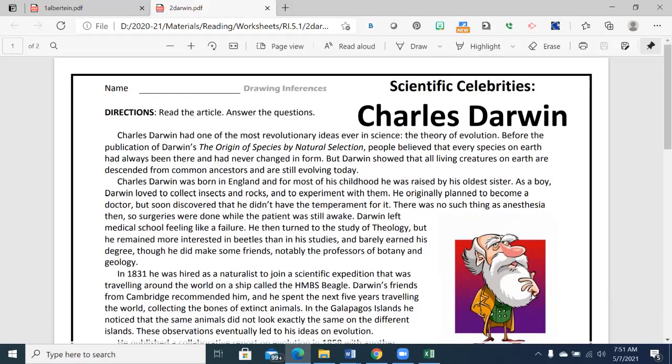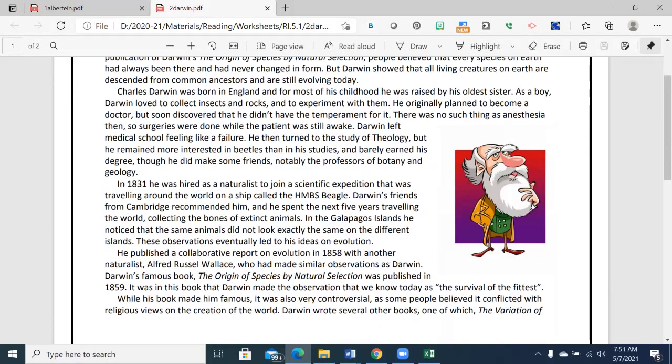Charles Darwin was born in England, and for most of his childhood, he was raised by his oldest sister. As a boy, Darwin loved to collect insects and rocks and to experiment with them. He originally planned to become a doctor, but soon discovered that he didn't have the temperament for it. There was no such thing as anesthesia then, so surgeries were done while the patient was still awake. Darwin left medical school feeling like a failure.